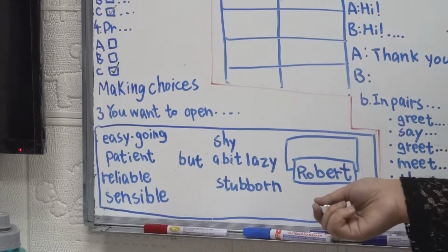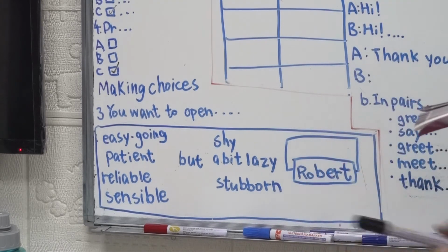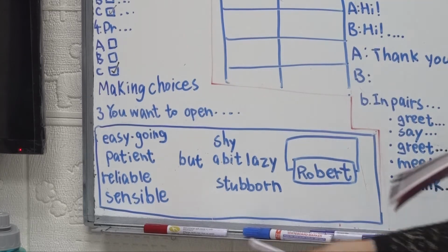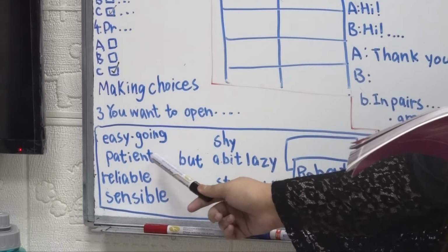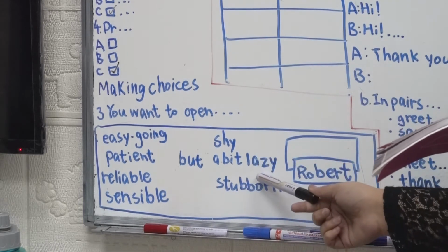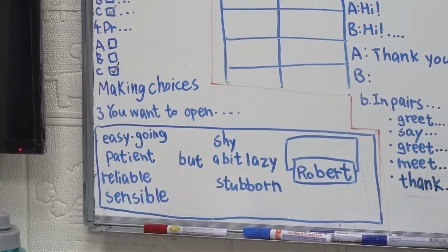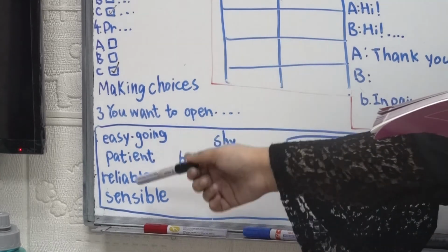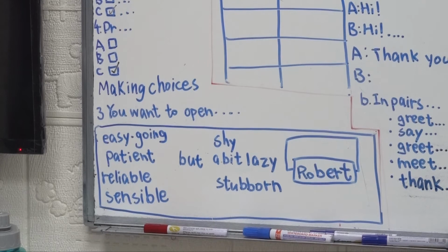So basically there are two people. One is Robert, one is Sarah. But let's talk about Robert first. Okay? So let's say, what are the qualities that Robert has? Alright, he is easygoing, patient, reliable, sensible, but shy, a bit lazy, stubborn. So everybody, actually, yes, we can use but to express differences. Alright? We will discuss it later. So here are some of the personalities that he has, right? So would you hire Robert as a partner in your own restaurant? So it's your decision, okay?